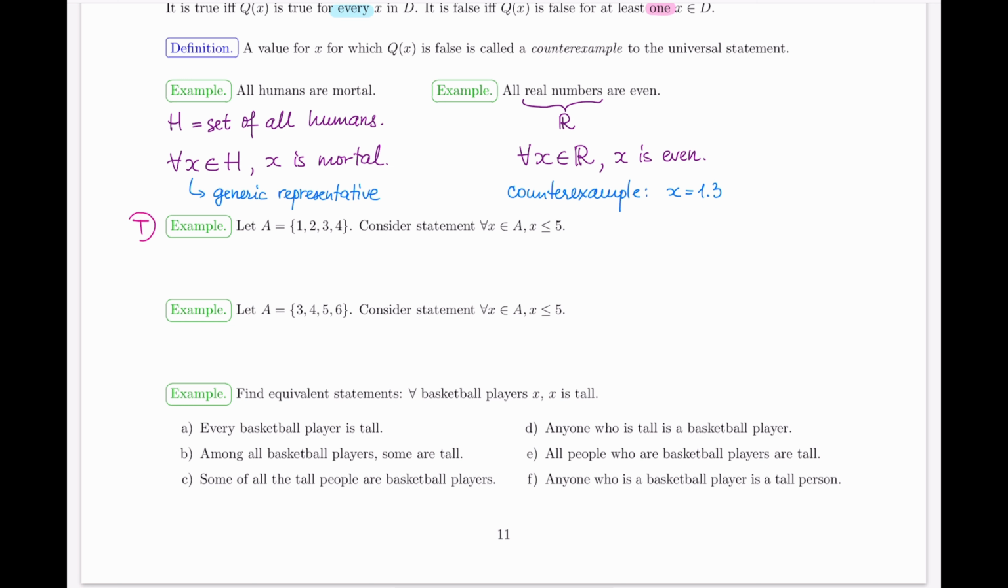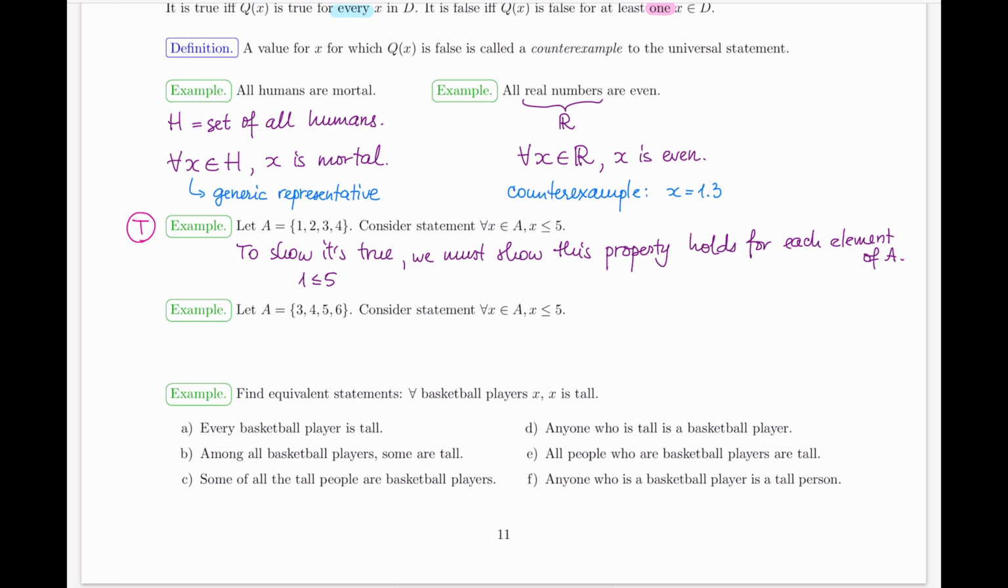Now, remember though, in order for me to rigorously prove it, I actually have to go and check each single one of them. There's only 4, so I can do it quickly. But nonetheless, if I am to write the justification, to show it's true, I will have to check each and every element. We must show this property holds, the property being x is less than or equal to 5, for each element of A. So I'm going to go through each one. 1 is less than or equal to 5. That is true. 2 is less than or equal to 5. Also true.